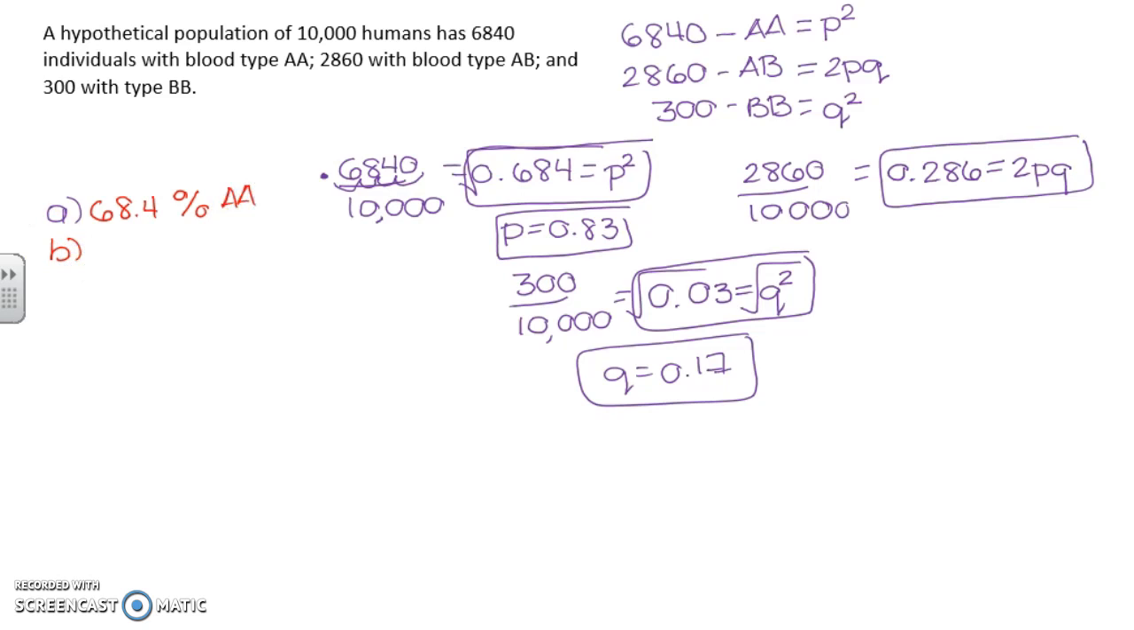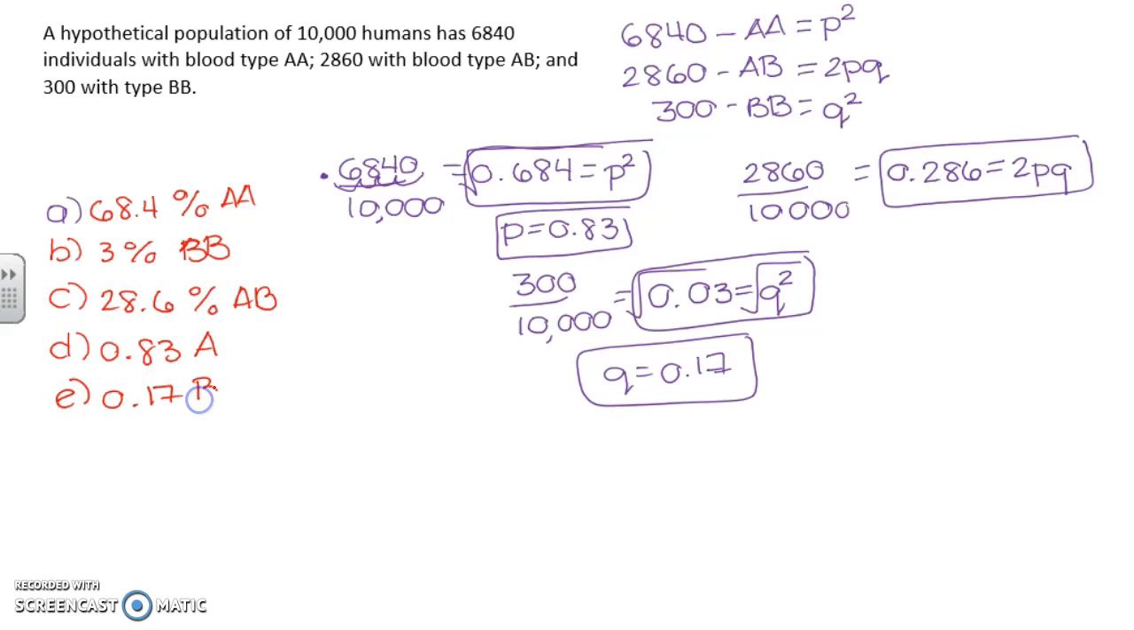The recessive will be 3% because it's q squared. So again, 3% will be the recessive or homozygous B. The heterozygous, the 2pq in this case, will be 28.6%. And then the frequency of each allele for the A will be 0.83. Sorry, this is AB. And for B, it will be 0.17. Okay? You know where to find me if you have more questions.